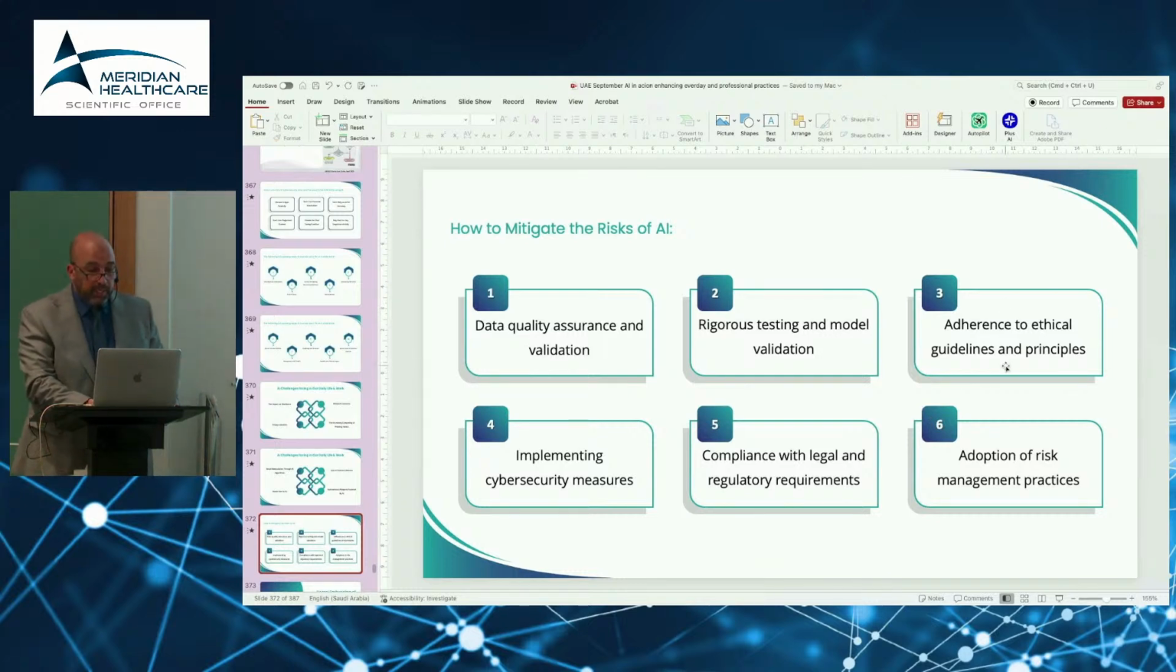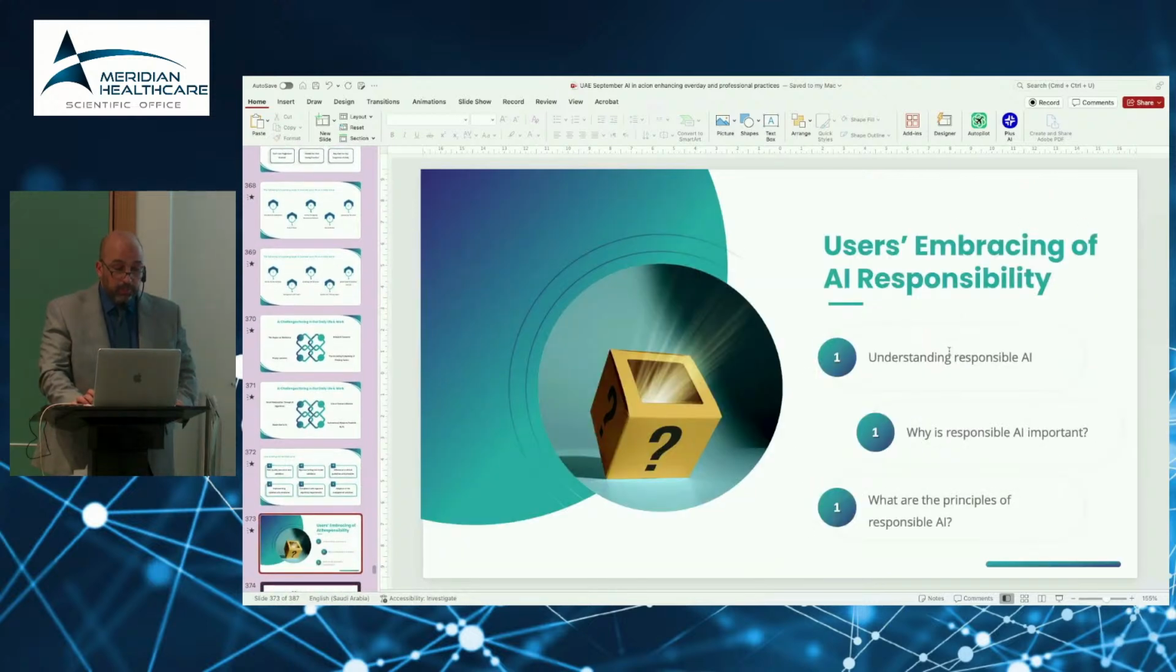After release, they will remove the word beta. Adherence to ethical guidelines and principles. Implementation of cybersecurity measures at all levels, at our level as an institution, or even up to the level of the country. Compliance with legal and regulatory requirements. Adoption of risk management practice.